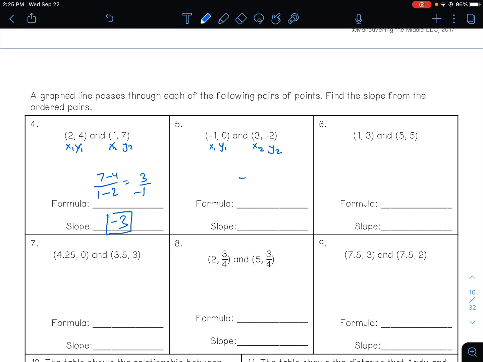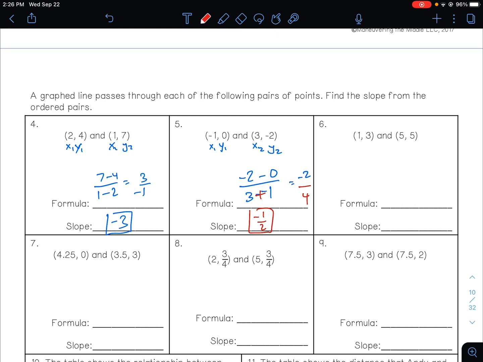All right, this is going to be x1, y1, x2, y2. y2 is negative 2, minus y1 is 0. x2 is 3, minus x1, which is negative 1. Negative 2 minus 0 is negative 2. Positive 3 minus negative 1. Remember, when you see something like that, minus negative, you actually turn that into a plus. So 3 plus 1, which gets us 4. So what's negative 2 divided by 4? Can we simplify that? Yes, divide the top and bottom by 2. You end up with negative 1/2.